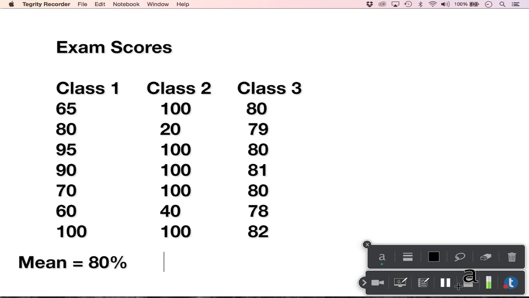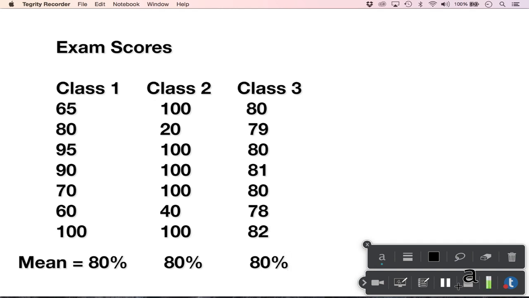So we'll move over here to class number 2 and we'll do the same thing. We'll add up all the scores and divide by the total number of people. And in this case, we also get 80%. And we'll go here to class number 3. And I know you're working on this in your heads, but spoilers, this one is also 80%. So the moral of this story is that all 3 classes have an average on these exam scores of 80%.